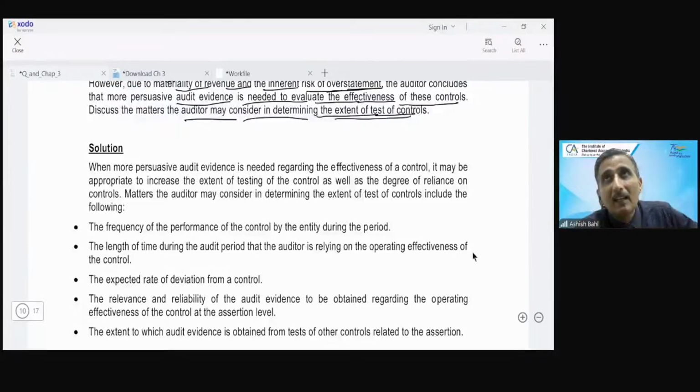What is the expected rate of deviation from the control? That is also a factor to be considered for relying, which could change auditor's viewpoint. And the relevance and reliability of audit evidence to be obtained regarding operating effectiveness of control at assertion level. So these are the factors, when more persuasive audit evidence is required to be obtained for reliance on controls, which are to be considered by the auditors. Okay.